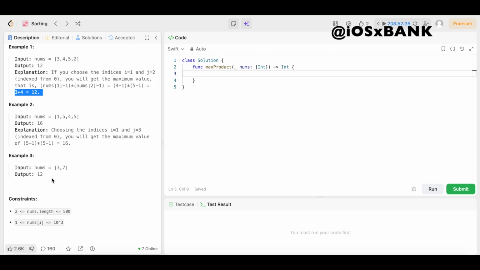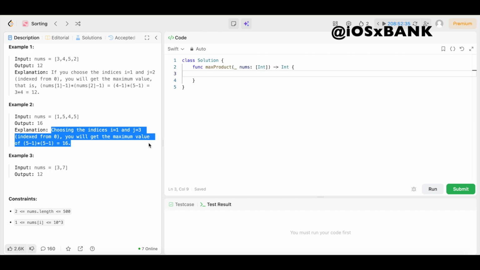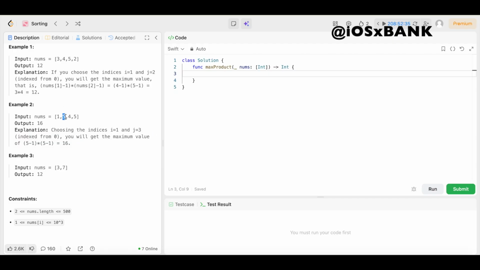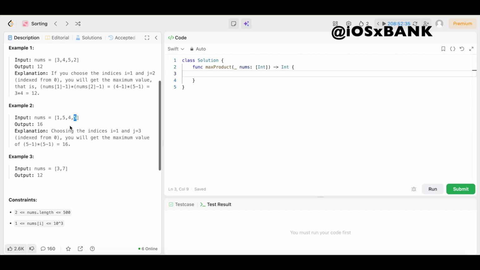Now, just in case that didn't make sense, let's take a look at example 2. In example 2, our input nums equals an array of integers 1, 5, 4, 5. This time the output is 16. It says choose the indices i equals 1, j equals 3, indexed from 0. You will get the maximum value of 5 minus 1 times 5 minus 1, which equals 16. So in this case, the two largest values are this 5 and this 5. When we subtract 1 from each 5, we get 4. 4 times 4 is equal to 16, and that's what our output is.